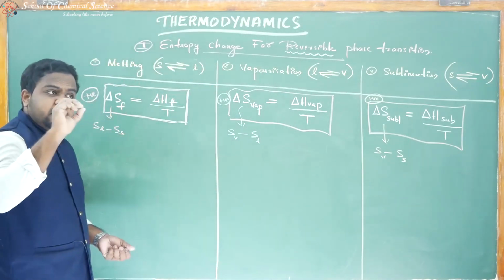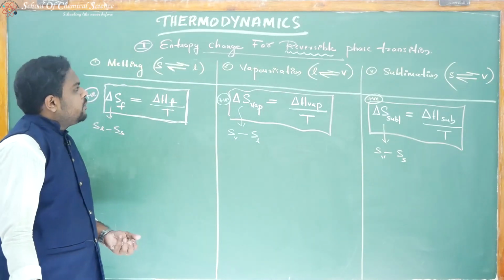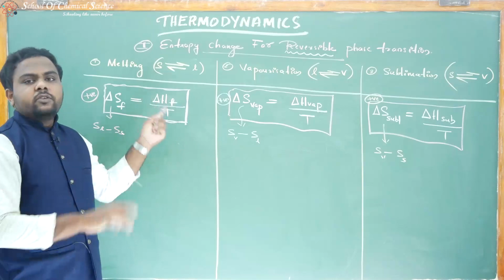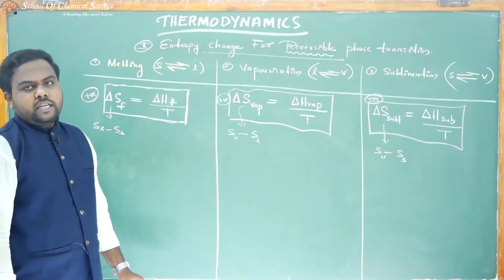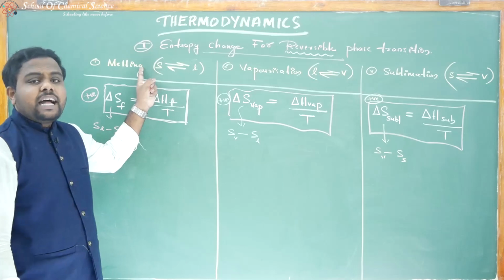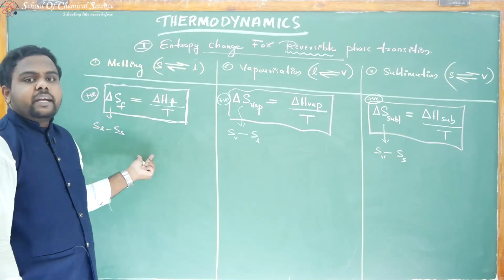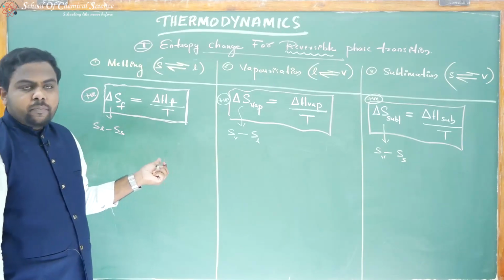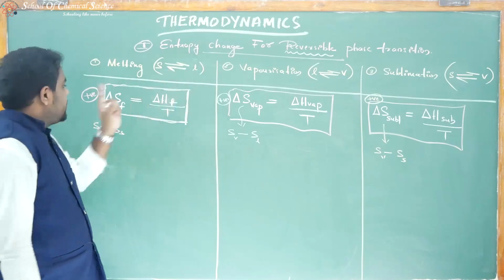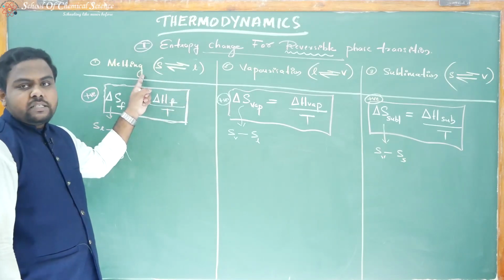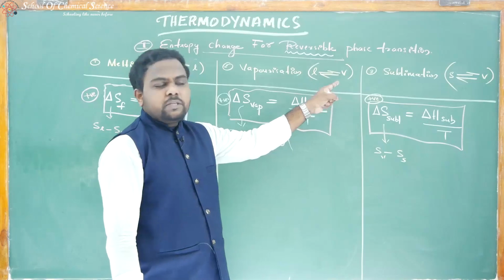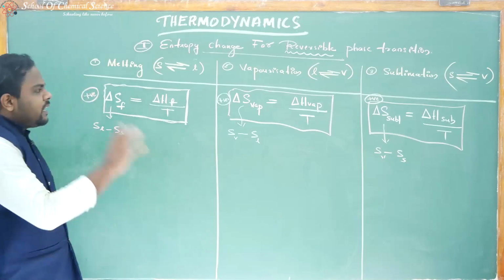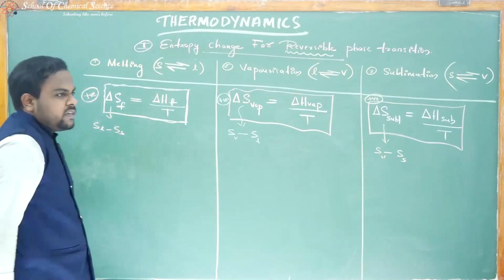But suppose in a numerical problem, instead of solid to liquid, liquid to solid is given. Okay, solidification. Liquid is converted into solid. In that case, entropy change will be negative. Why? Final entropy minus initial entropy will be negative because entropy decreases. So, solid to liquid entropy change is positive, liquid to solid is negative. Liquid to vapor is positive, vapor to liquid is negative. Okay, so remember that. In general, all these are reversible phase transitions.